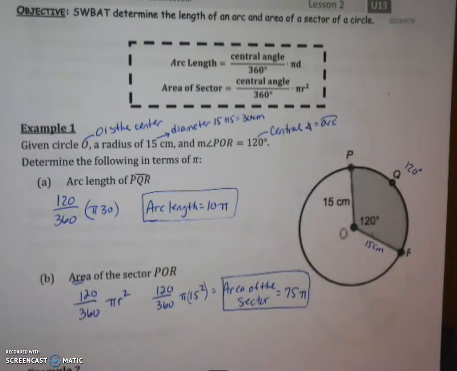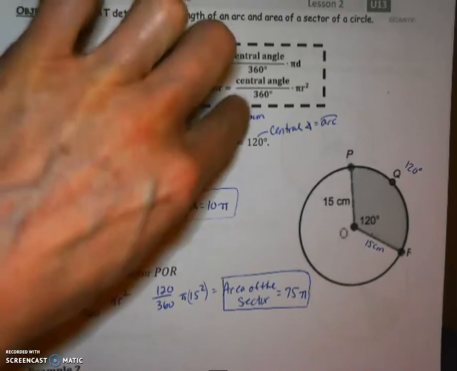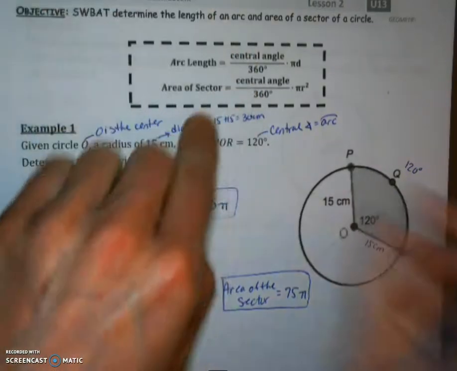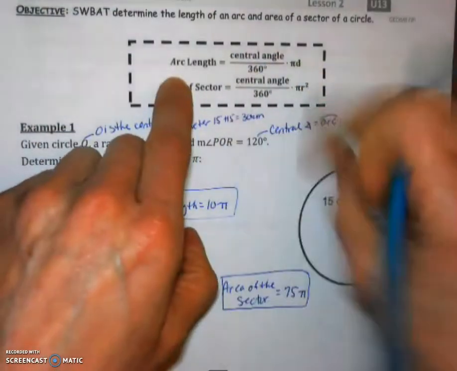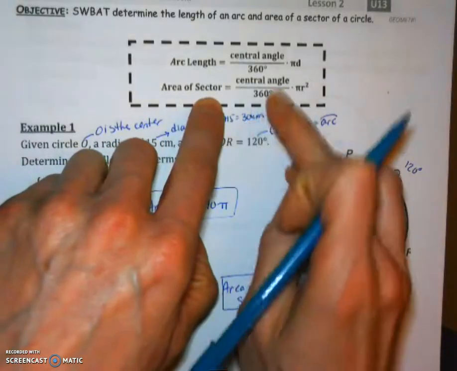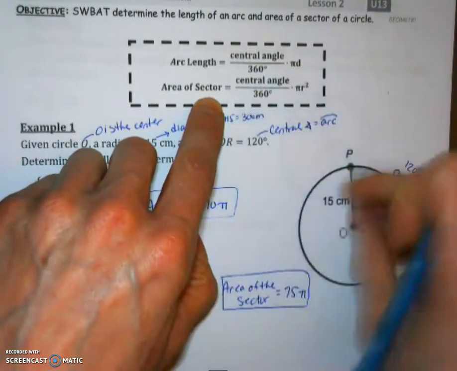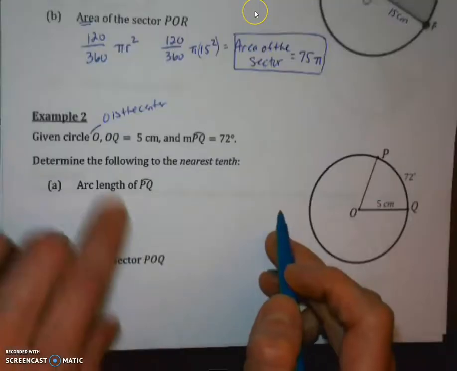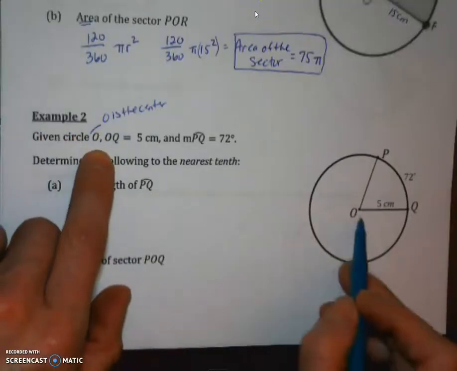And that's it. That's how easy this is. You just need to know these two formulas right there. Arc length is the fractional part times the circumference, and area of the sector is the fractional part times the area of a circle. Example number 2, given circle O, which means O is the center.